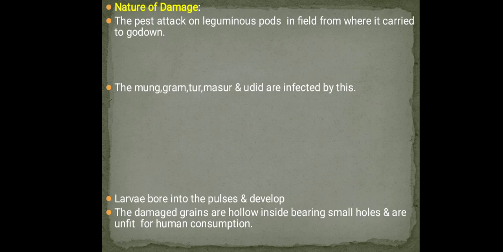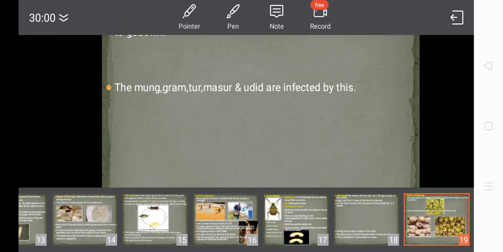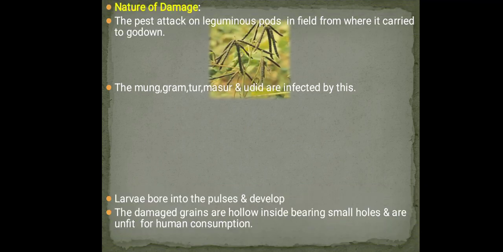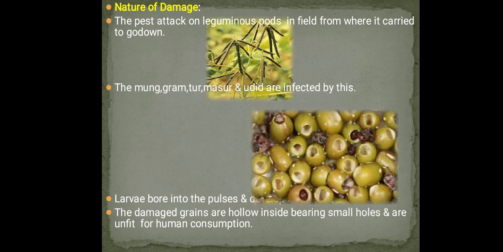The nature of damage. The pest attacks leguminous crops in the field, from where it is carried to the godown. Moong, gram, tur, masur and udid are infested by these larvae. The larvae bore into the pulses and develop inside. Damaged grains are hollow inside, bear small holes and are unfit for human consumption. In this diagram, it is clear that the larvae bore into the pulses and feed on the internal tissue of the pulse.